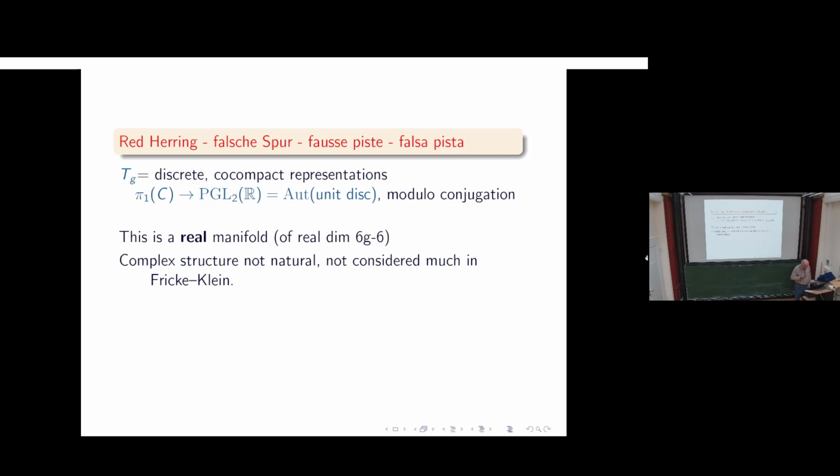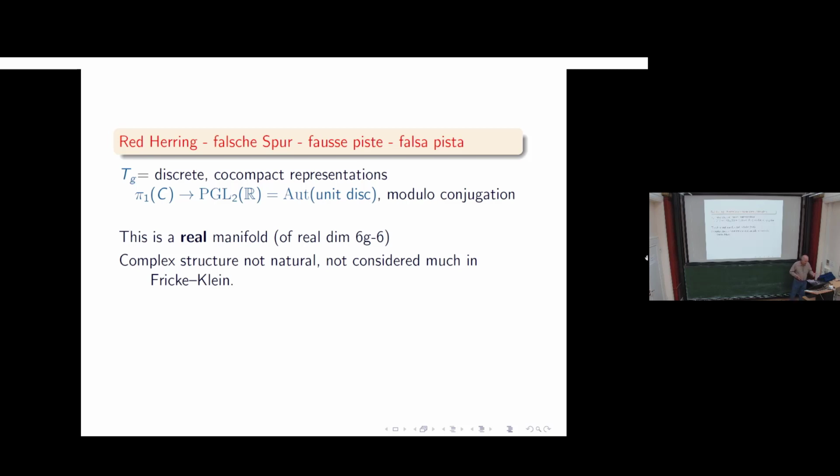And so the problem is that if you look at Fricke and Klein, they say that what is now called Teichmüller space consists of the discrete co-compact representations of the fundamental group in PGL2(R), modulo conjugation. Now, this is visibly a real space. There is no complex structure on it, and PGL2(R) does not have a complex structure. I mean, it has three real dimensions. Because of that, in Fricke and Klein the complex structure is really not discussed. There are a few examples where a complex structure comes up, but there is no indication that there is a natural complex structure on T_g, and it should exist.